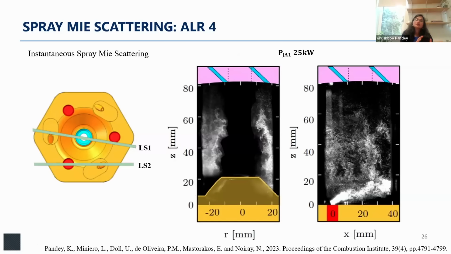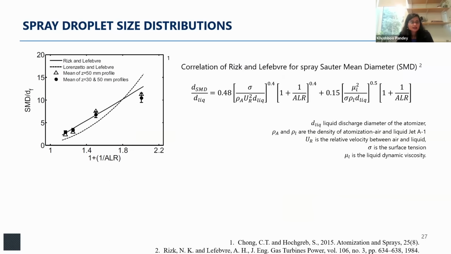So if we go back to the basics of spray in cross flow, we know that the spray flame is highly affected by the droplet size distribution, a function of air to liquid ratio, and the entrainment induced mixing. So the first thought process for us is to go into the details of the spray droplet size distribution and look at how that changes when we have air to liquid ratio variations.